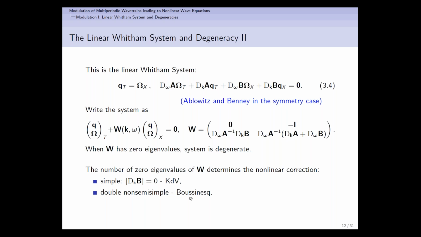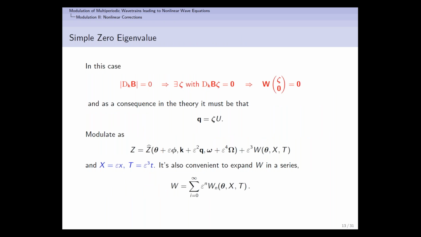The other case is a double zero eigenvalue, but we're only going to consider the non-semi-simple case. So that means that this matrix here is only going to have one eigenvector, and we're going to get a generalized eigenvector of W popping out, and that's actually going to lead to the two-way Boussinesq. This is going to be a bit clearer when we discuss it in detail for each equation. So the first one I'm going to discuss is a simple zero. As I mentioned, we require a zero eigenvalue of this matrix, and so that means we're going to have a zero eigenvector. That's kind of obvious.